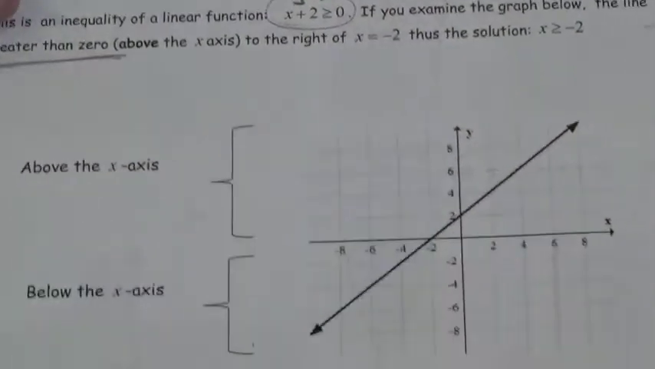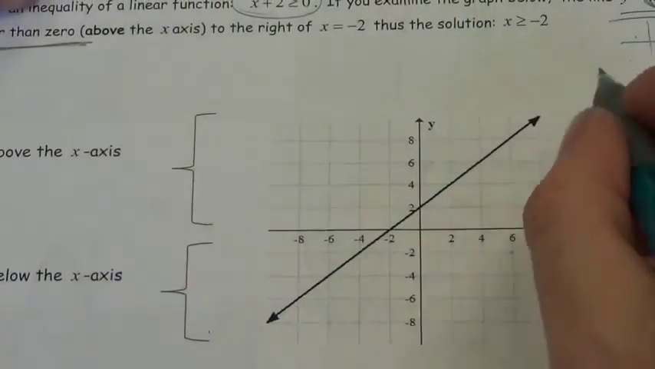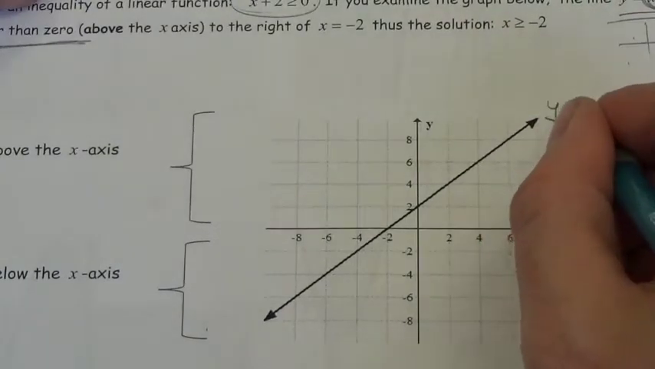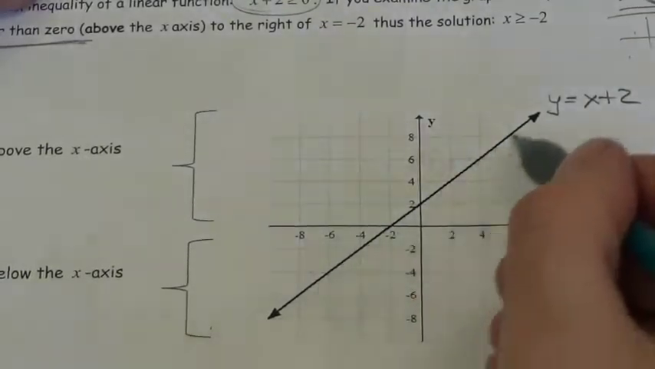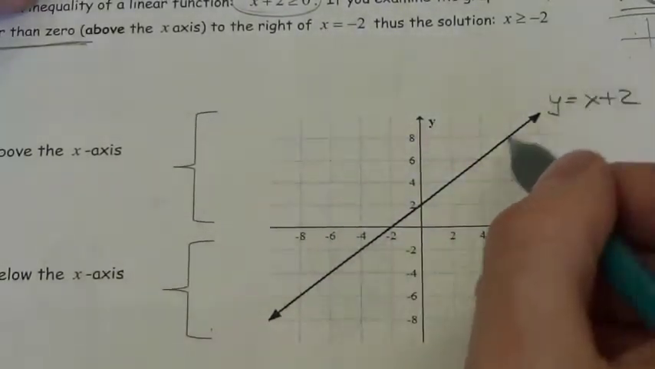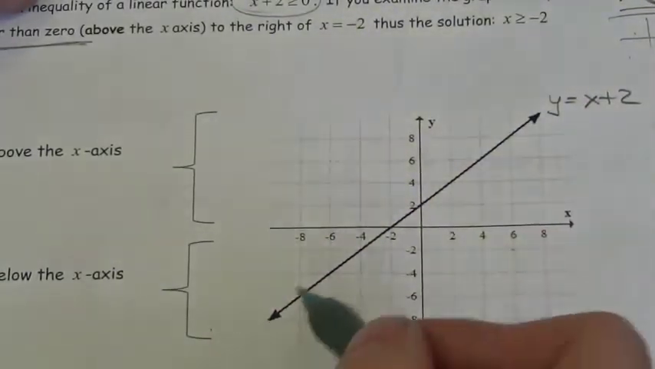So here's what we mean by that. Here is the line, right here. This is the line y equals x plus 2. This represents all the points where the y coordinate is 2 more than the x coordinate.